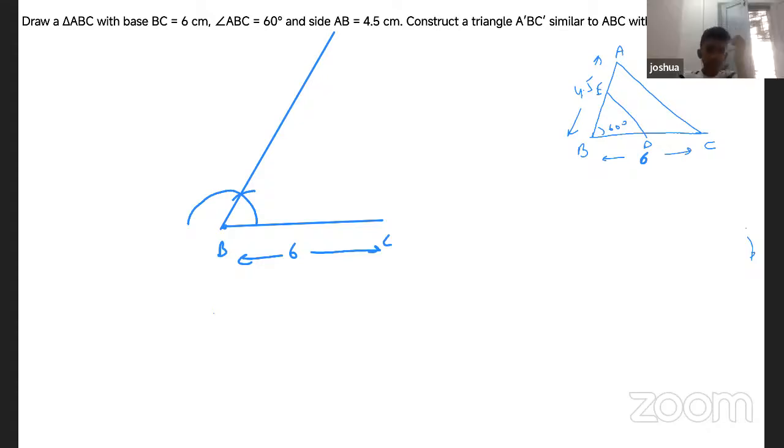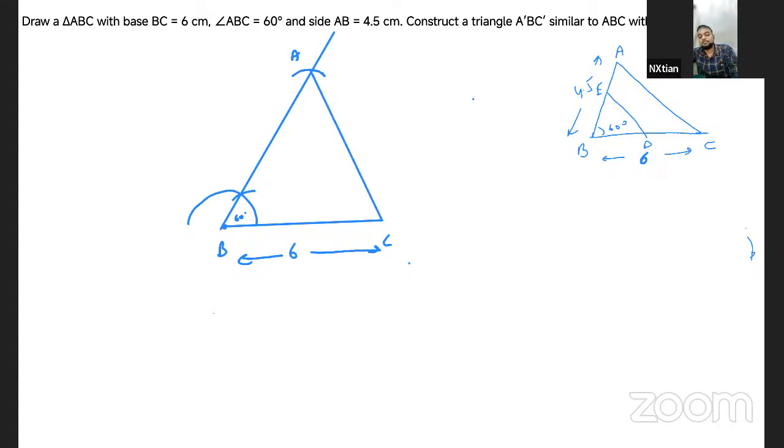Sir, can you explain again how to make the arc? See, from B, make a semicircle with any measurement. And then put the tip of the compass here, and without disturbing the compass, make an arc like this. It will become 60 degrees. And then with the help of a ruler, from B measure 4.5 and make an arc. This point will become A. And then join AC.